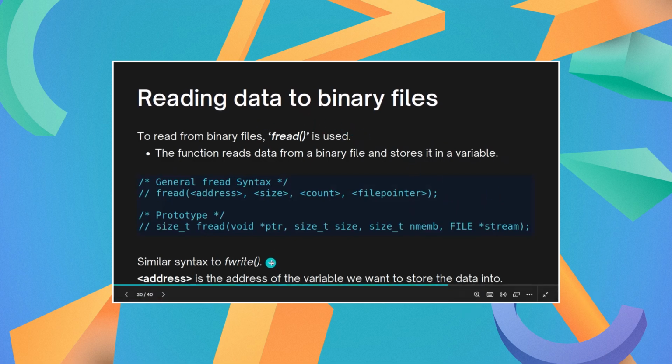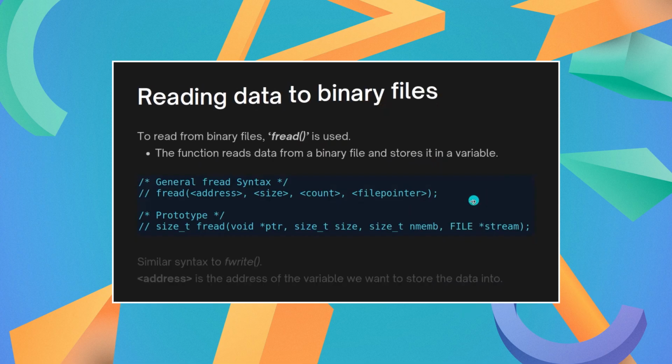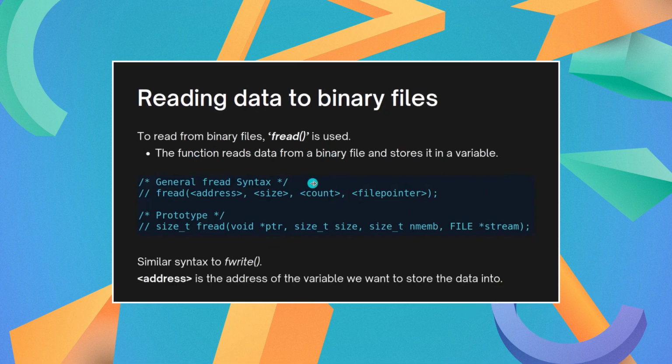Now, let's say that we want to read data from binary files. To read data from binary files, we'll be using the function fread. In itself, rather self-explanatory, the function reads data from a binary file and stores it inside a variable. So the general syntax for fread is the function name fread, followed by the parameters of address, size, count, and file pointer. It's rather similar to the syntax of fwrite.